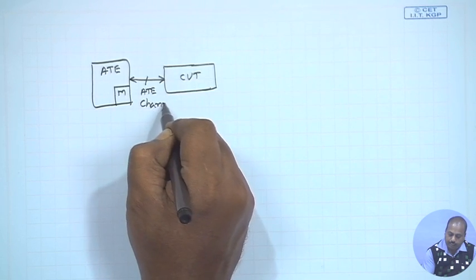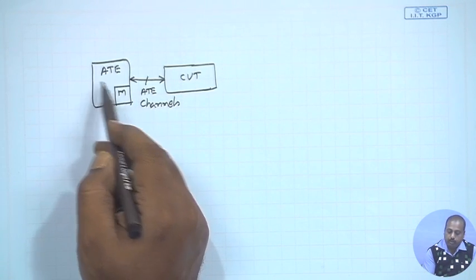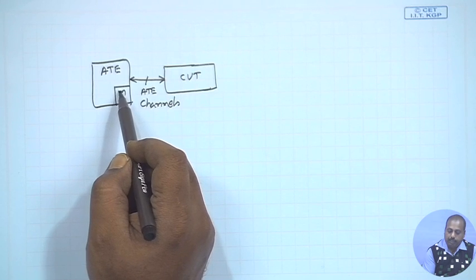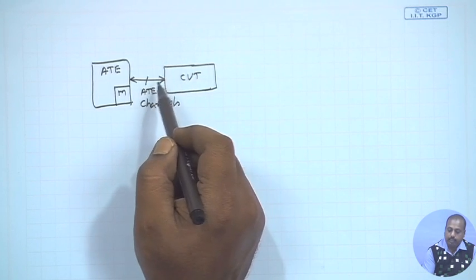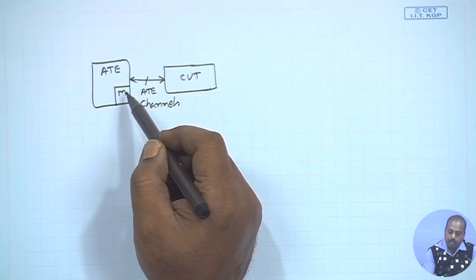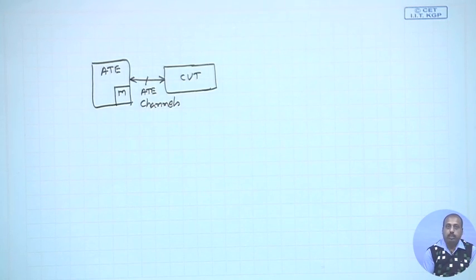They are called ATE channels. So, this was the situation. We apply the patterns that are stored in the memory. There is a controller which applies the patterns one after the other from the memory to this circuit under test, and the circuit under test returns the response, and this response is again compared with the golden response that is stored in the ATE. So, that was the situation for this external testing or this ATE based testing.